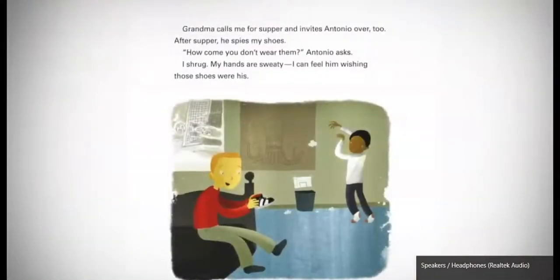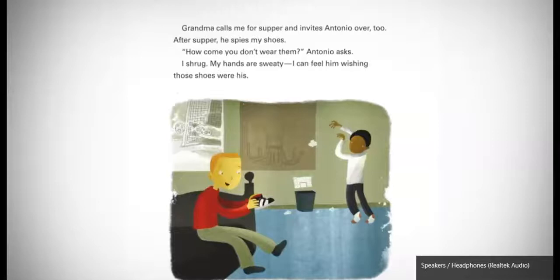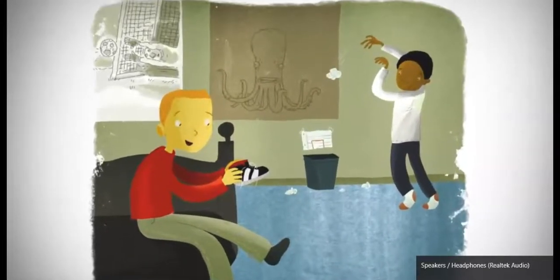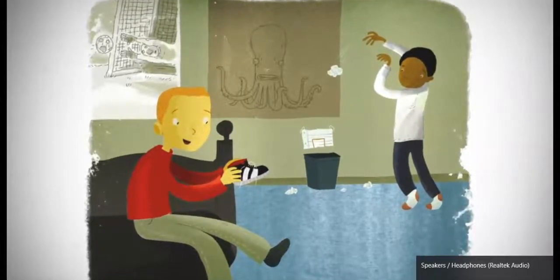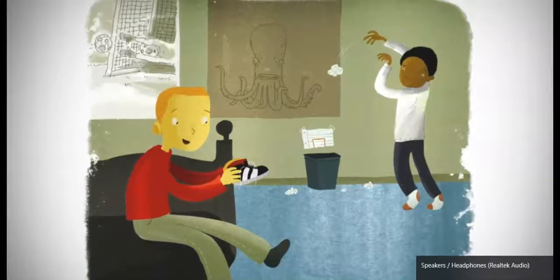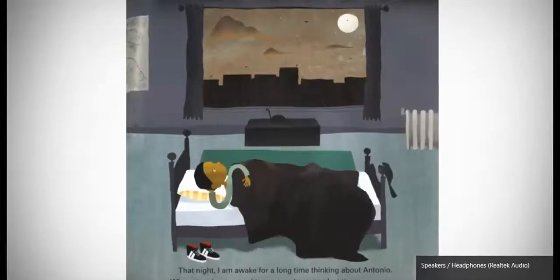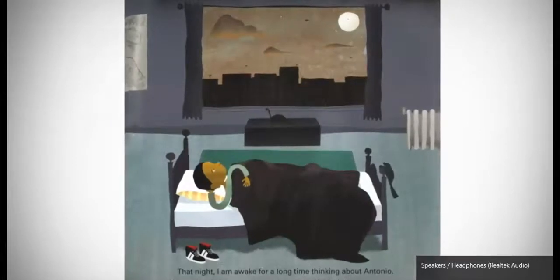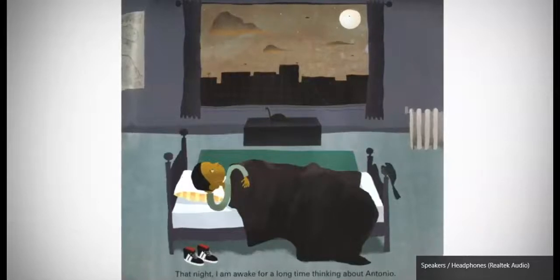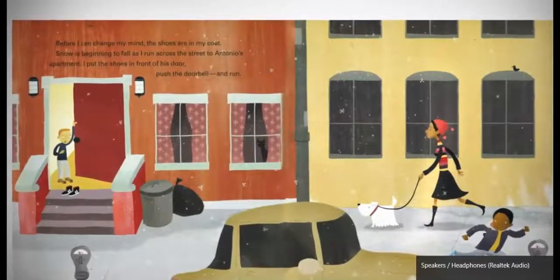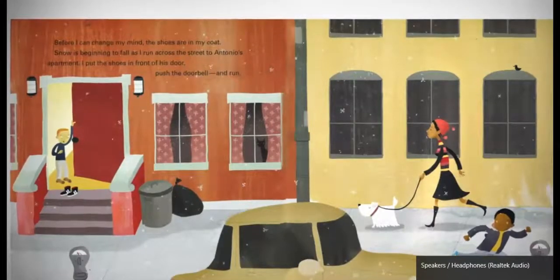Grandma calls me for supper and invites Antonio over too. After supper, he spies my shoes. "How come you don't wear them?" Antonio asks. I shrug. My hands are sweaty. I can feel him wishing those shoes were his. That night, I'm awake for a long time thinking about Antonio. When morning comes, I try on my shoes one last time. Before I can change my mind, the shoes are in my coat.